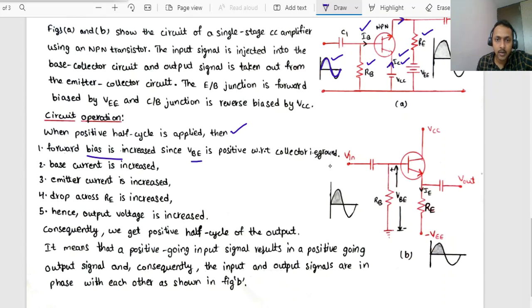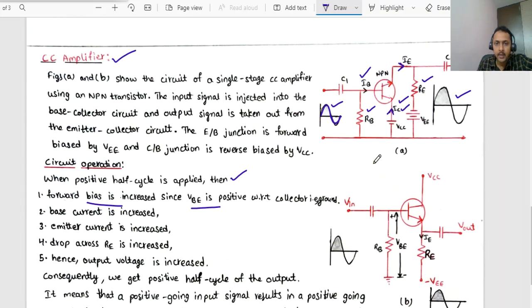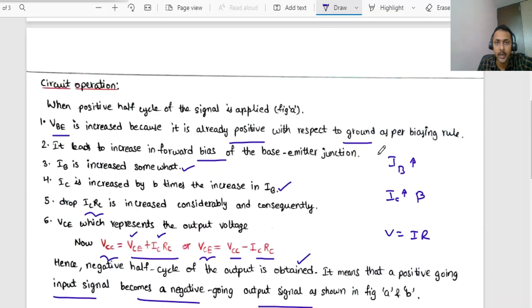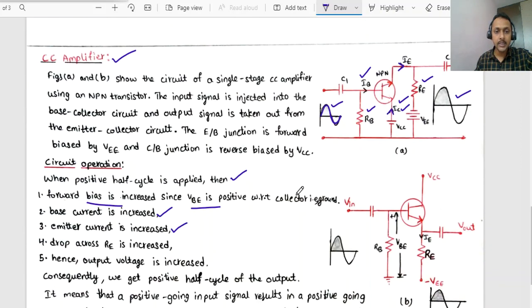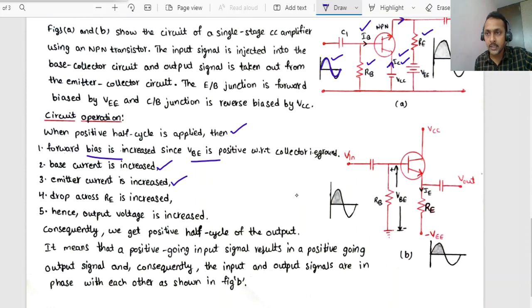Now, since the base-emitter voltage VBE is positive with respect to the collector, that is ground, it leads to an increase in the base current. Once the base current has increased, the emitter current also will increase. In the previous case, the common emitter amplifier configuration, if the base current increased, correspondingly the collector current also increased. In the CC amplifier, with the increase in the base current, you can observe the emitter current is increased.